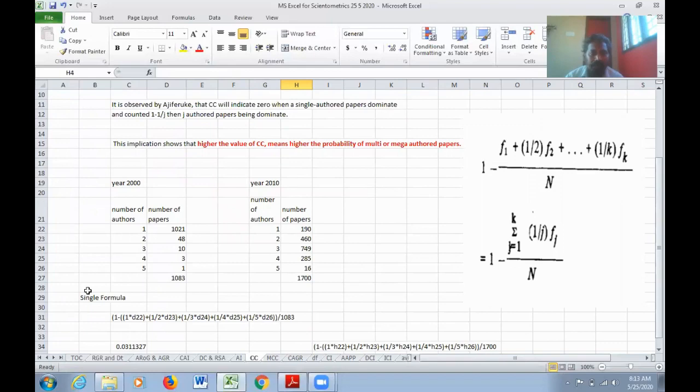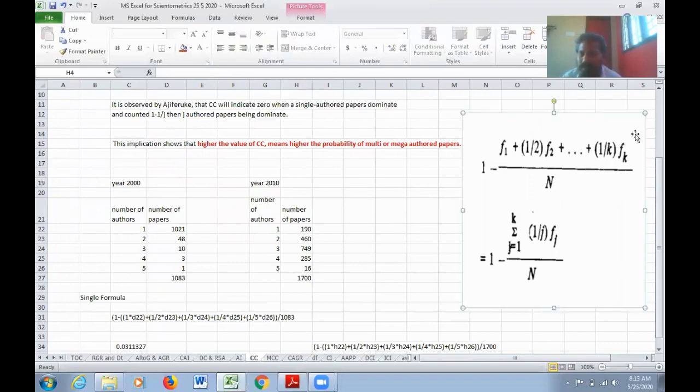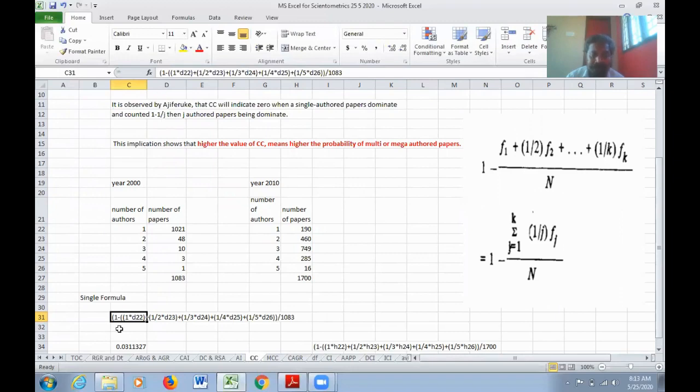It is a single formula. Let us not get confused with the mathematical formula; I just rewrote the entire formula in a simple manner. You can see here, the formula goes this way: 1 minus, please understand, 1 minus 1 into D22. What is 1? Single number of authors, 1. If the papers are contributed by single authors, we give full weightage to them. So 1 into D22 means the number of papers, 102.